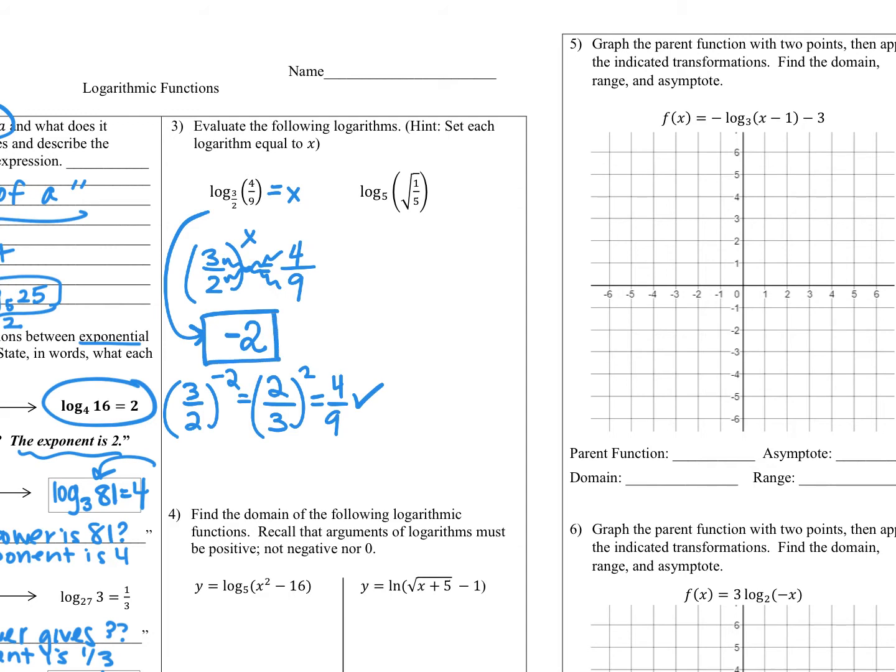All right, for the next one, again, if we say equals x or question mark, however you want to do that, it's saying 5 to some power will be the square root of 1/5. So just a little reminder here that that square root is a 1/2 exponent. So really it's 1/5 to the 1/2 power.